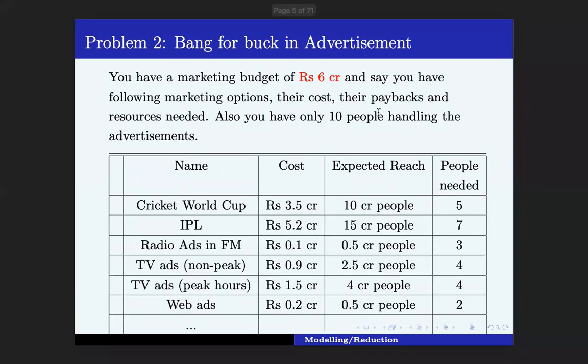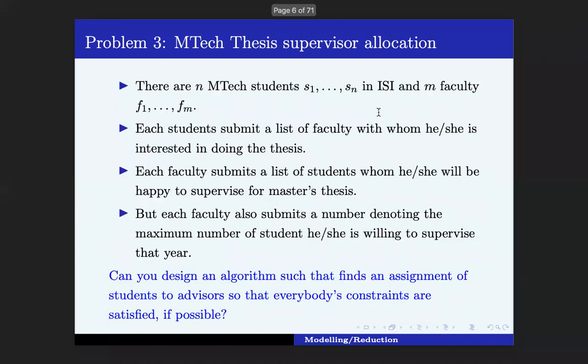So similarly, there was this one, problem 2. Let me give you another problem, problem 3. Now, this is something that is very, very common in your life in some sense, right? There are N MTech students and M faculty. Each student will submit a list of faculty names with whom he or she is interested in doing thesis. And each faculty will submit a list of students whom he or she will be happy to supervise.